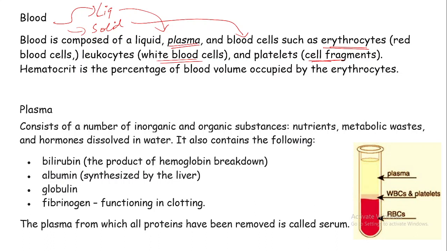Hematocrit is the percentage of blood volume occupied by erythrocytes. Plasma consists of a number of inorganic and organic substances which includes nutrients, metabolic wastes and hormones that are dissolved in water. It also contains bilirubin, which is a product of hemoglobin breakdown, albumin synthesized in the liver, globulin, which is a type of protein, and fibrinogen which functions in clotting.